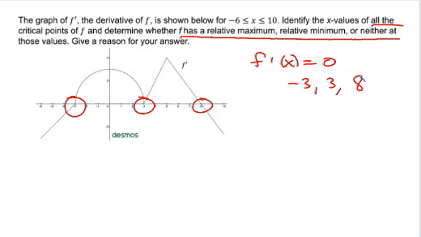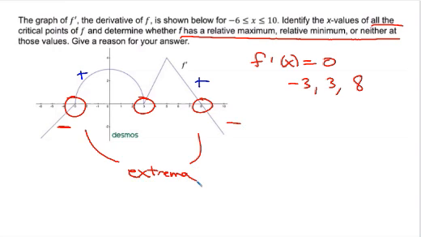Well, but there's only 2 of those where there is a sign change. At -3, we are changing from a negative slope of the tangent line to a positive. And over here, we are changing from a positive to a negative. So at these 2 locations, we've got extrema.